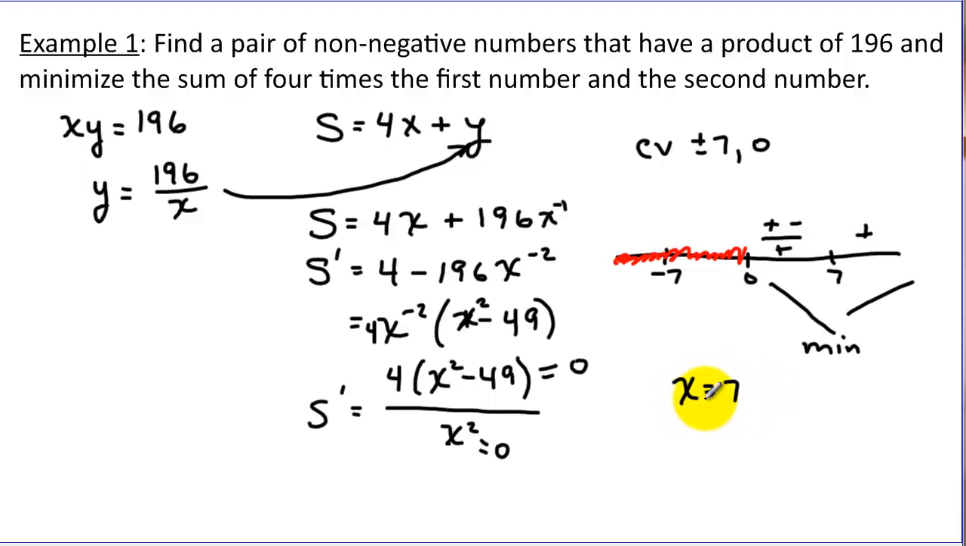So now we need to find y, so now we can substitute this into our equation over here. y equals 196 over 7, which is 28. And so our two numbers were 7 and 28. So we're done with this problem. So let's go to problem 2.